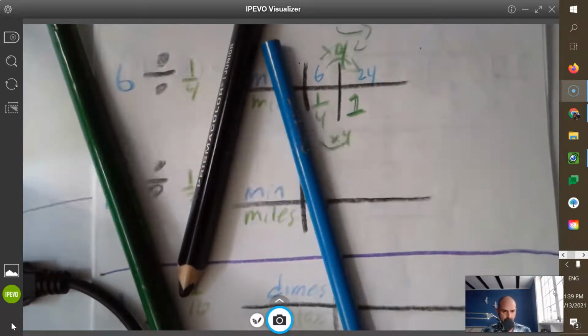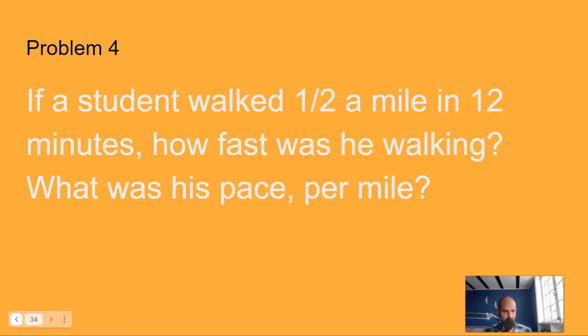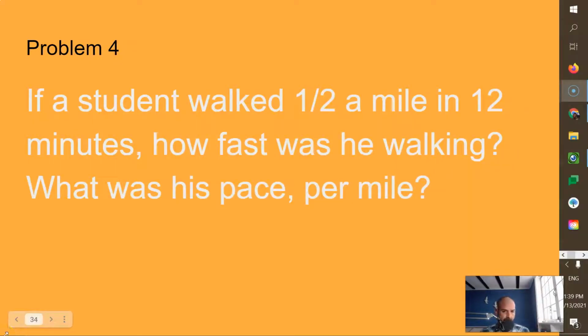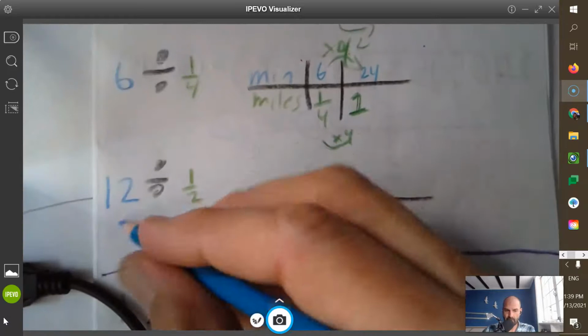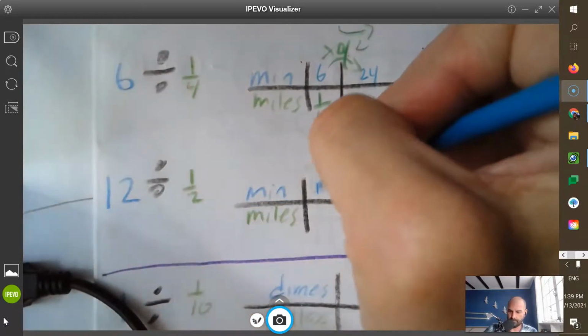Let's see what the next one is. Problem number 4. If a student walked half a mile in 12 minutes, how fast was he walking? What was his pace per mile? So again, we have 12 minutes. They went half a mile.